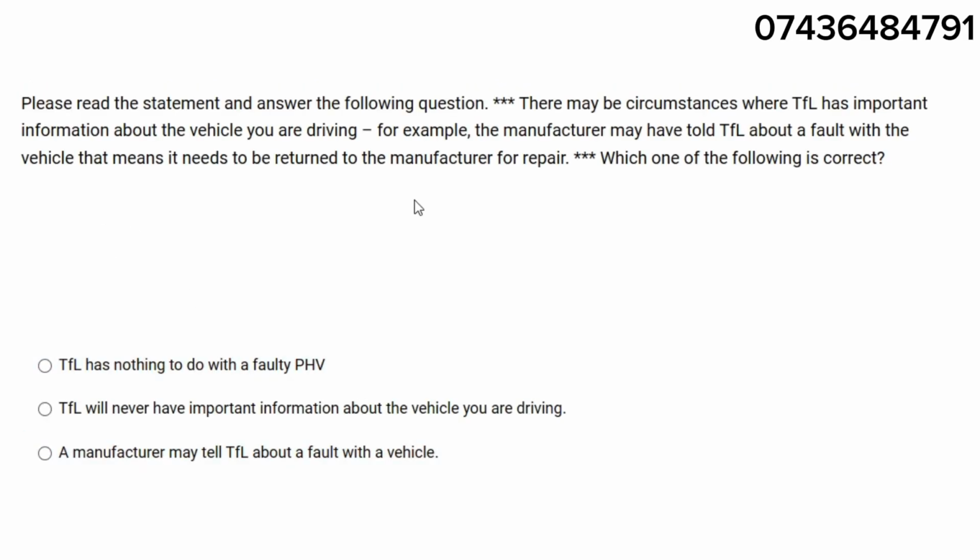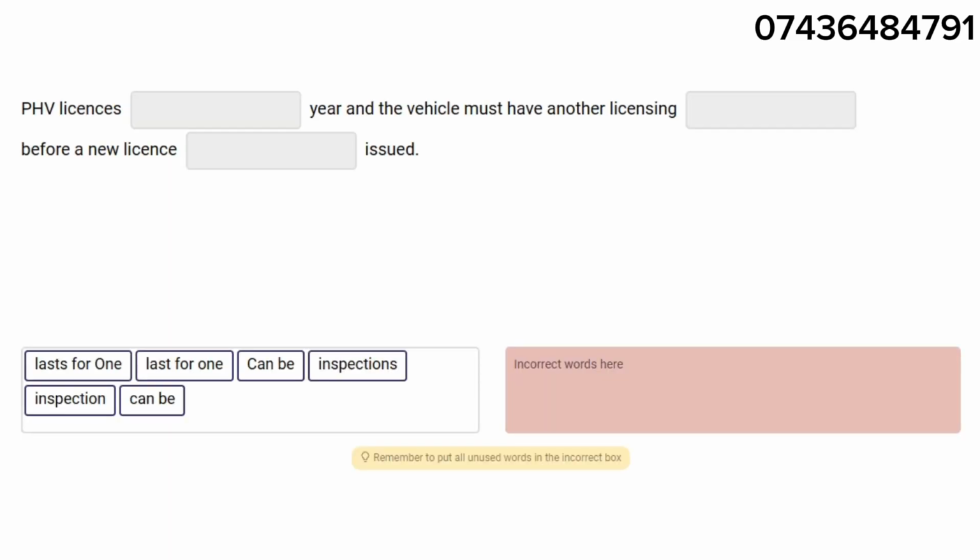So in this case, the question is, there may be circumstances where TfL has important information about the vehicle you are driving. For example, the manufacturer may have told TfL about a fault with the vehicle, which means it needs to be returned to the manufacturer for repair. Which of the following is correct? So the correct answer will be, what do you think? The correct answer will be, a manufacturer may tell TfL about a fault with the vehicle. So TfL can tell the manufacturer as well. So this is very important to notice.